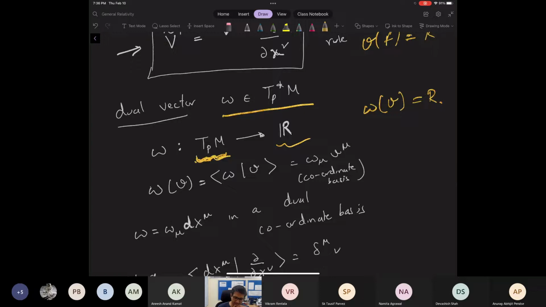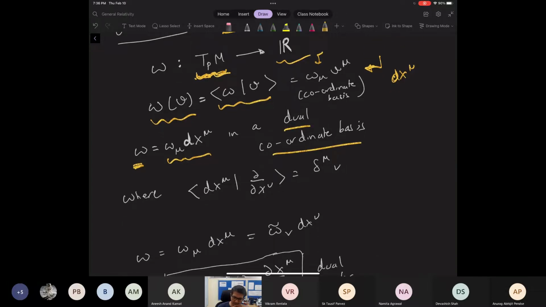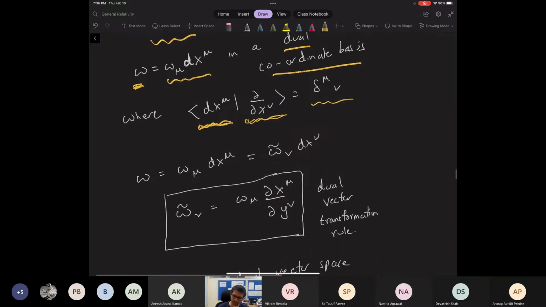It's defined by omega of V as some inner product, which in a coordinate basis we can write as omega mu V nu, where we've taken the dual vector basis to be these dx mu's. So in the dual coordinate basis, any dual vector can be expanded with basis coefficients omega mu times dx mu. And there's a mapping from dual basis vectors to the vector basis, so that this inner product is delta mu nu in a particular coordinate basis.